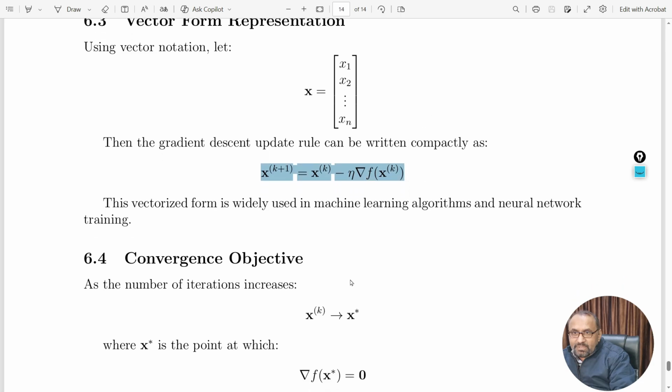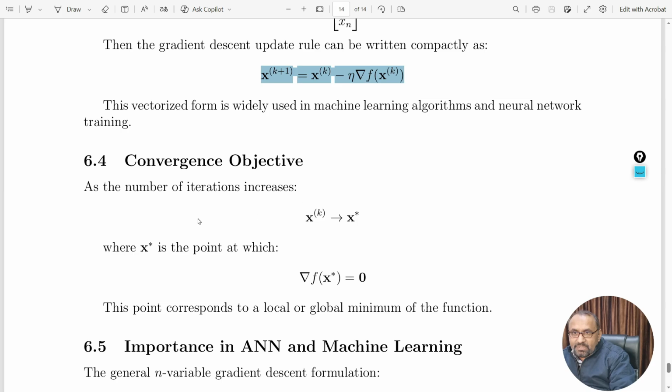optimum cost. So here is the convergence objective: as the number of iterations increases, x_k approaches x star. X star is the point at which del f of x star is equal to 0. This point corresponds to the local or the global minimum of the function.